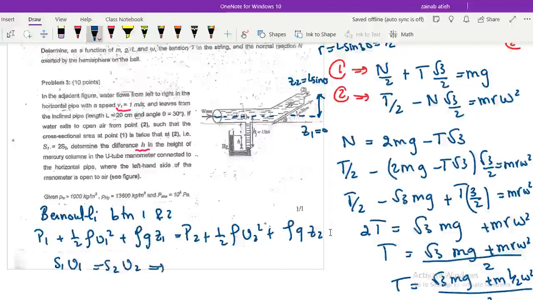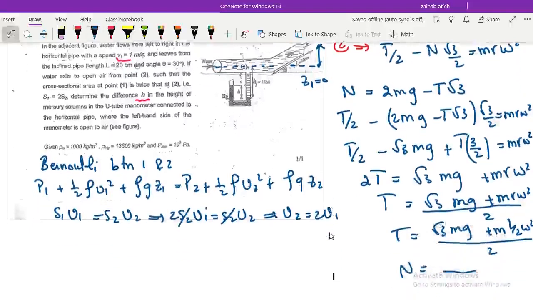It's given that S1 equals S2, so I will substitute: 2 S2 V1 is equal to S2 V2. With S2 cancelled, this implies V2 is equal to 2 V1. Okay, so I've got V2 and V1, and now I can substitute in the continuity equation.